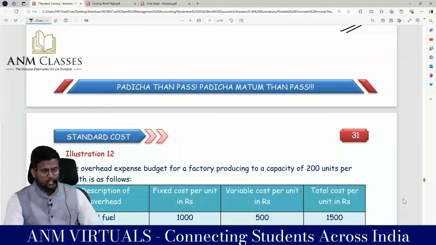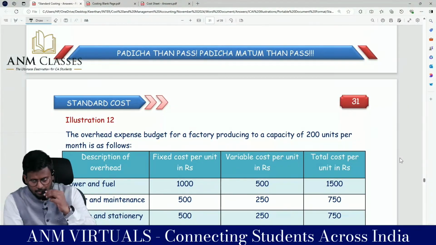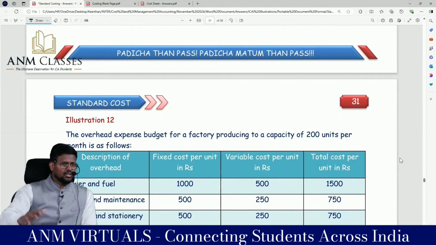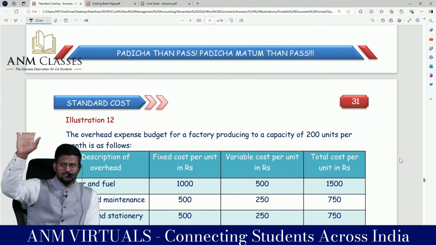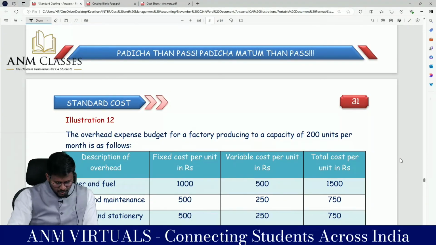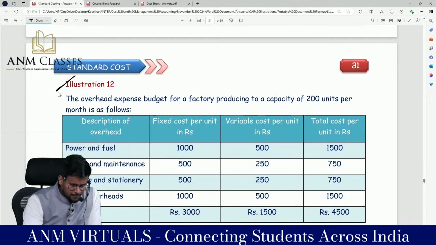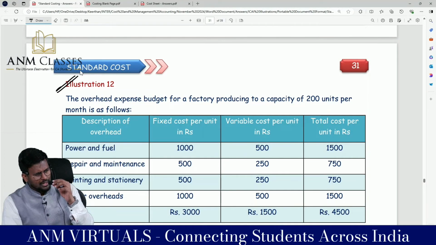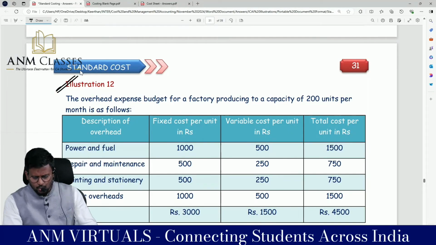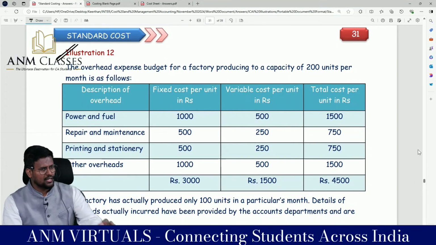That's it with regard to question number 11. I hope that you all are comfortable. How many of you got the right answer for question number 11? Very comfortable? Yes, sir. I'm going to illustration number 12. This is a very easy illustration, a little tricky, but not that much. If you read that question very properly, you can find the answer in milliseconds.